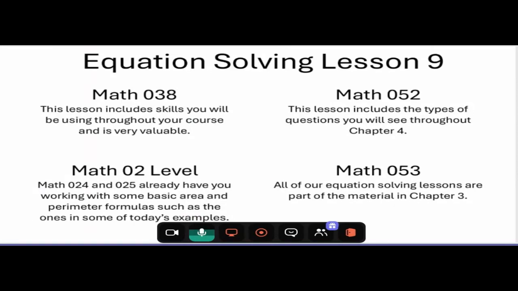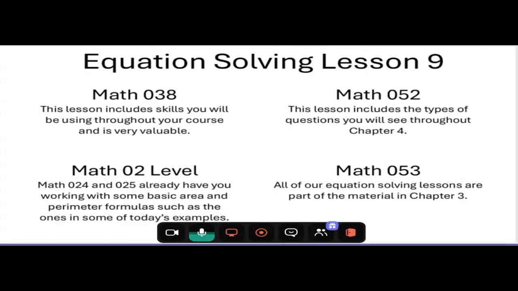So next, starting in on our next equation solving lesson, and as we've been doing each time, we just want to quickly overview how this fits into whatever course you might be in. This particular lesson is extremely applicable for all of Math 038, 052, and 053 students. Most specifically, it is part of Chapter 3 in Math 053.